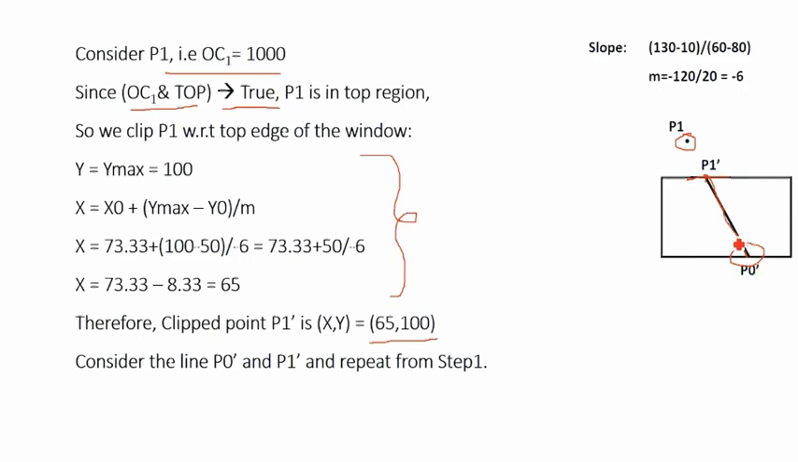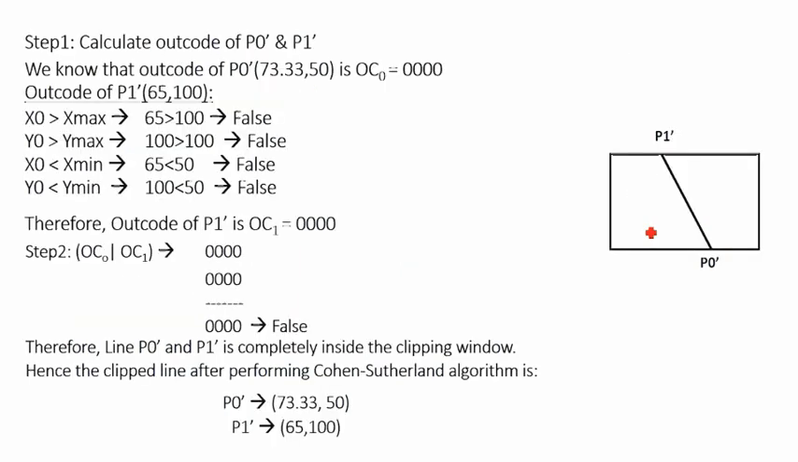Now the next step is, this is the new point that we got. So we have to calculate the outcode of this. We already know the outcode of P0 dash, which is 0, 0, 0, 0. Now the outcode of P1 dash we will calculate. That also turns out to be 0, 0, 0, 0.